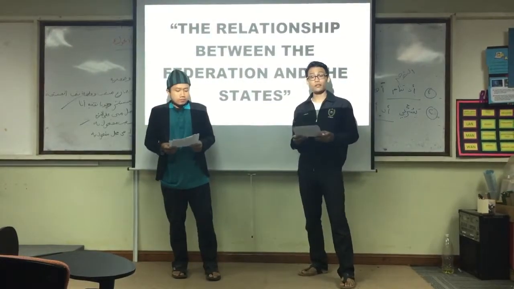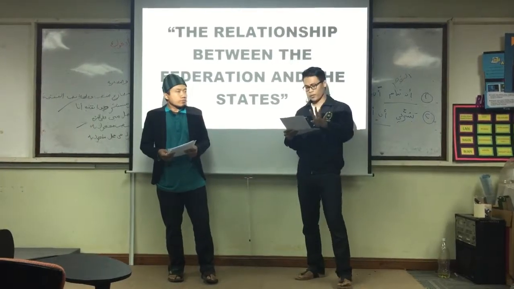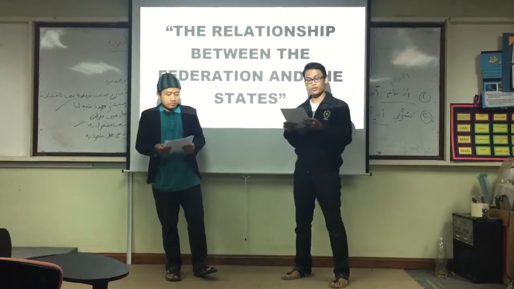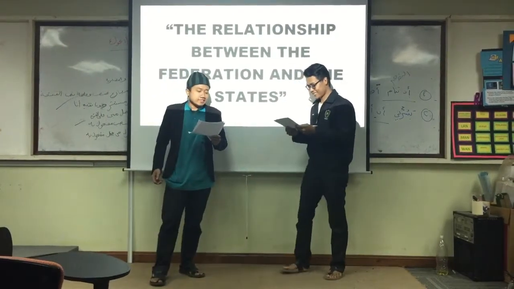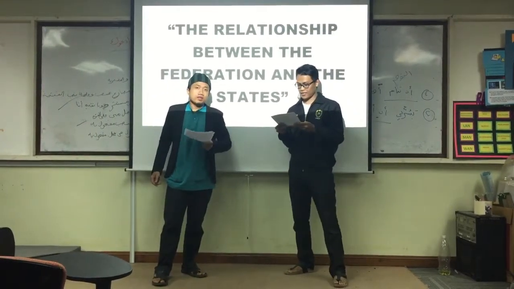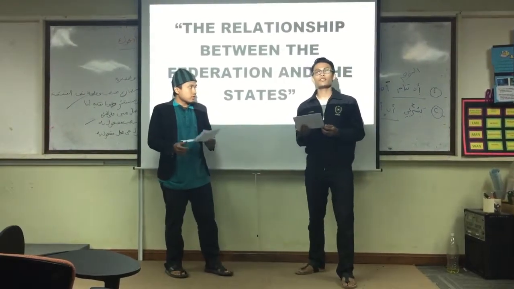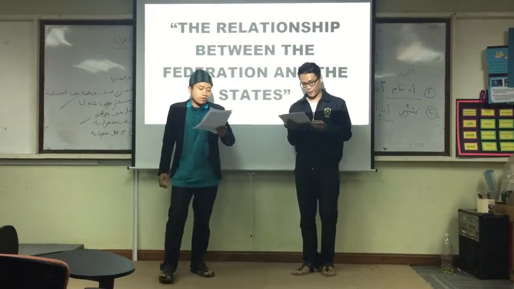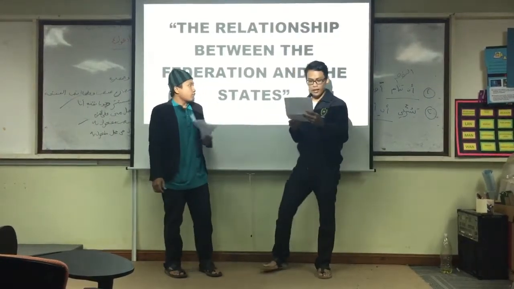There are many relationships between the federation and the state, and we just focus on four. The first is distribution of legislative power, and the second is inconsistencies between federal and state laws. The third is distribution of executive powers. Last is the obligation of the state toward the federation. Okay, so we start with the first point.